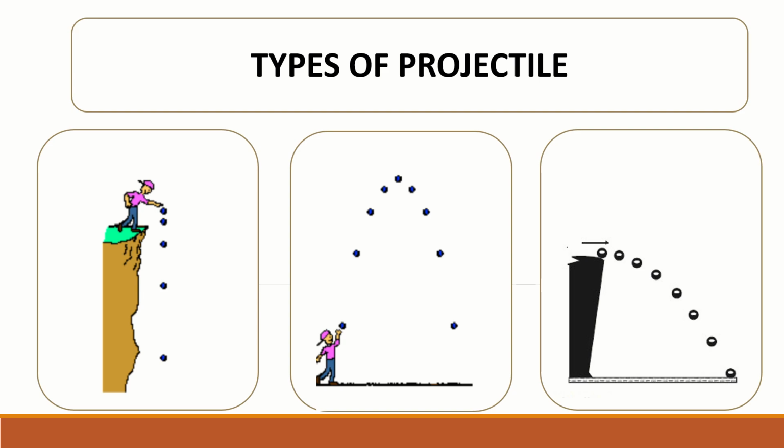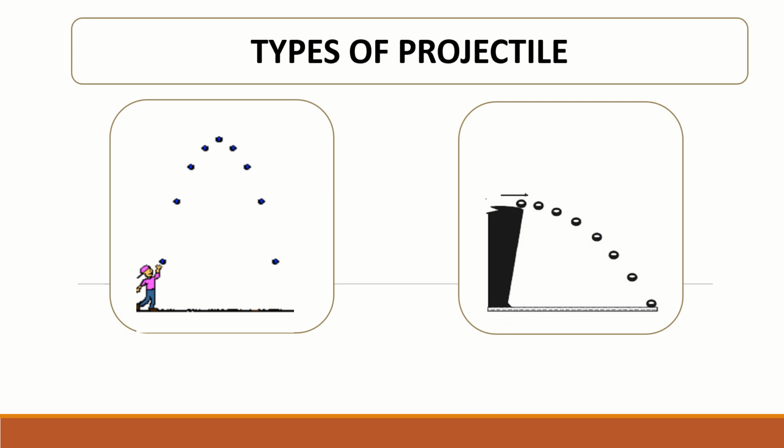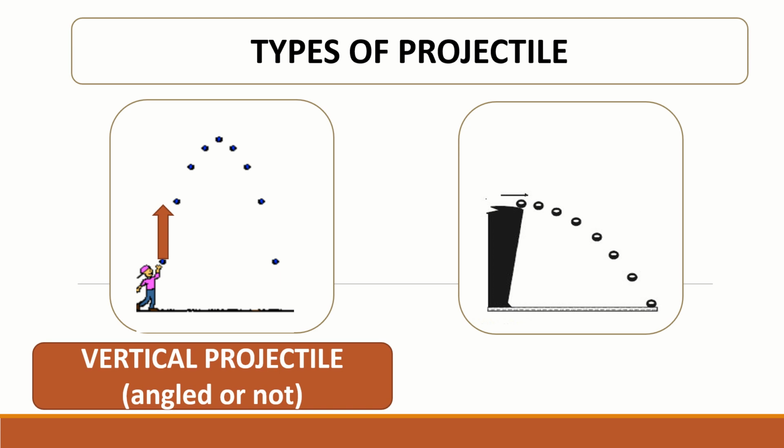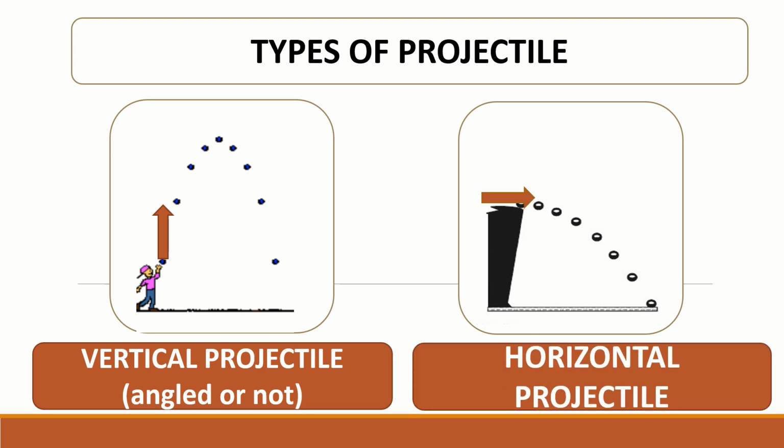The first one is, of course, your free fall, as what we have discussed earlier. The left picture, as you can see, exhibits free fall. The middle one exhibits what? More on vertical, right? Vertical projectile. And then the last picture will be your horizontal projectile. So the two types of projectile that we will be talking about in computing are your vertical projectile, could be angled or not, and your horizontal projectile.